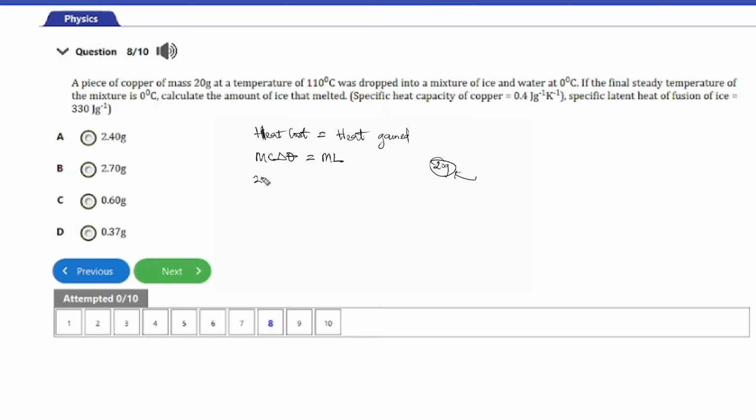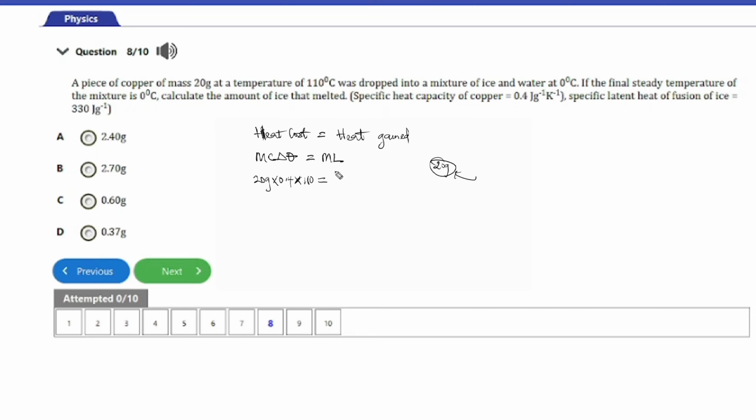We will just have 20 grams times the 0.4 joule per gram per Kelvin, then this times the change in temperature, that's 110 degrees Celsius minus 0, which is 110. So guys, we're going to multiply these out, and then this should be equal to the mass times the latent heat of fusion of ice.